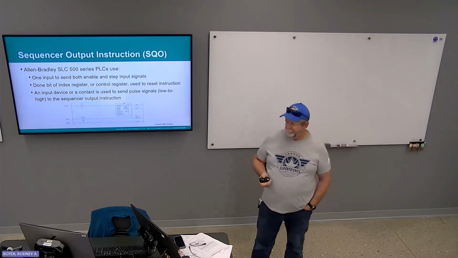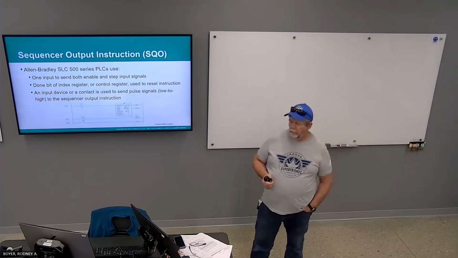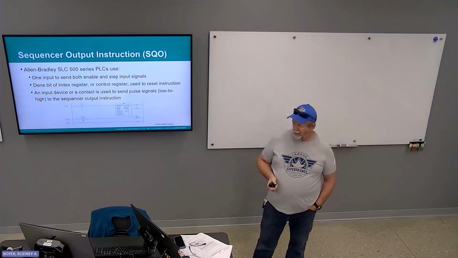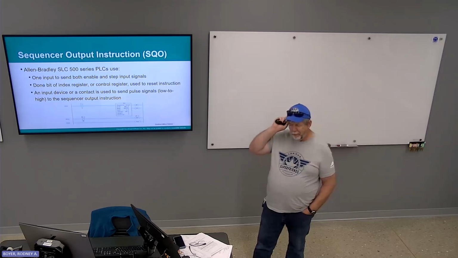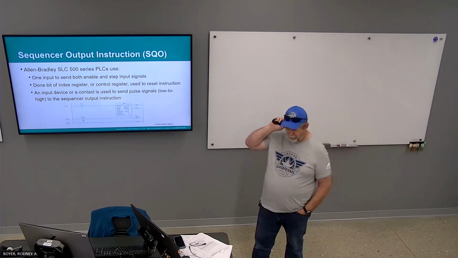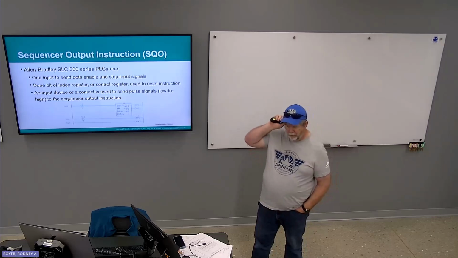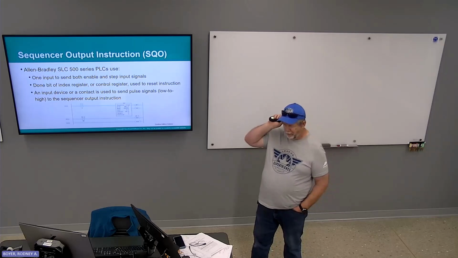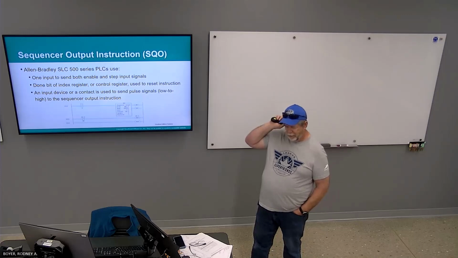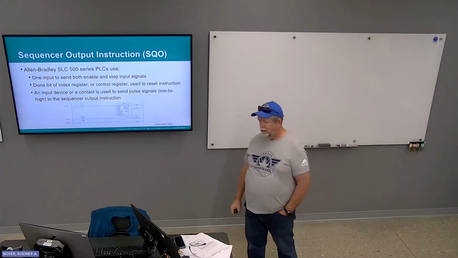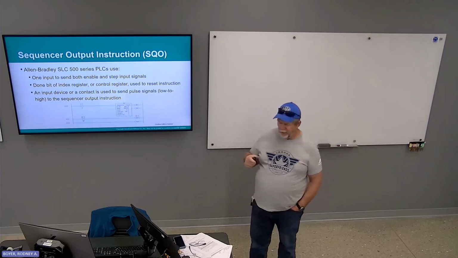Sequencer output uses 1 input for both the enable and step signals. The done bit of the index register or control register is used to reset the instruction, and an input device or a contact is used to send the low to high pulse signal to the sequencer output.